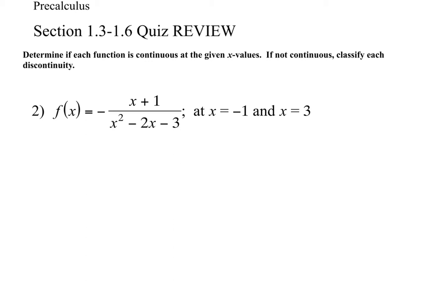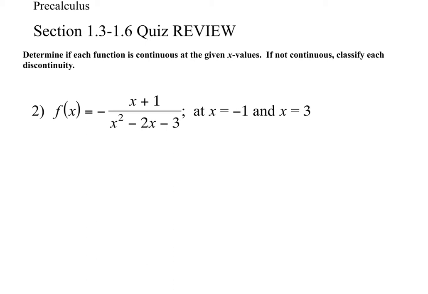So for these, they have told you exactly what they want you to test. So you need to test these 2 points and figure out if these specific points cause a problem. If it does not cause a problem, it is continuous at that specific point. If it does cause a problem, you need to figure out what type of problem it causes, okay?